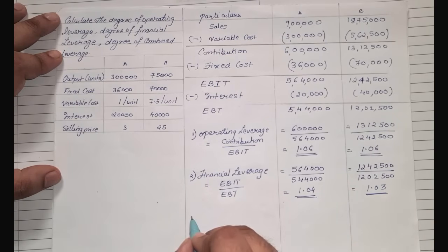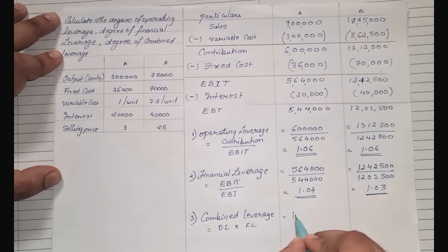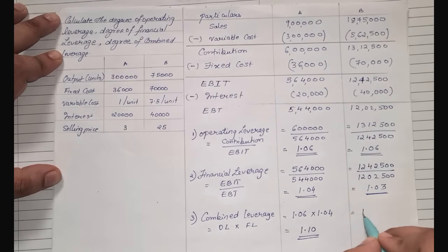Now the third one, which is the last formula, that's combined leverage. Combined leverage is equal to, very simple, nothing but the product of operating leverage multiplied by the financial leverage. So in A it was 1.06 into 1.04. The value that one should have got would have been 1.10. And for company B it was 1.06 into 1.03. The answer should have been 1.09.